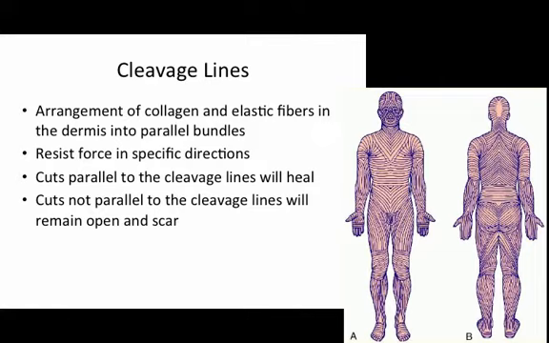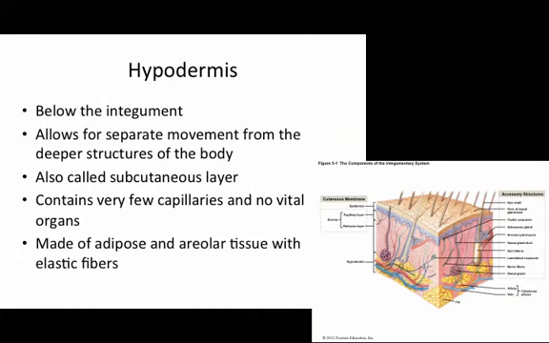If a cut is made parallel to the cleavage line, it will heal well with little to no scarring. If a cut is made at a right angle to the cleavage line, it won't heal well and may open up and will scar. The hypodermis lies below the integument and allows for separate movement between the skin and the deeper structures of the body, such as muscles.